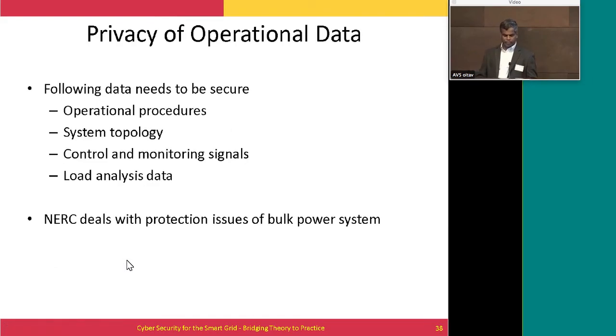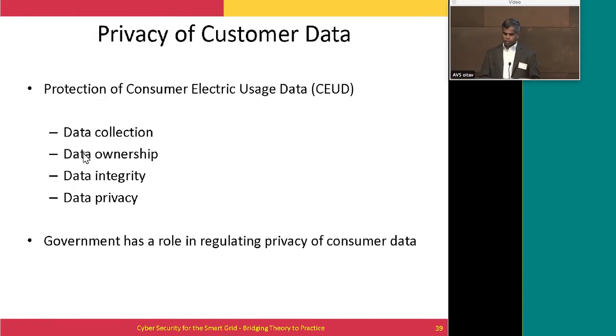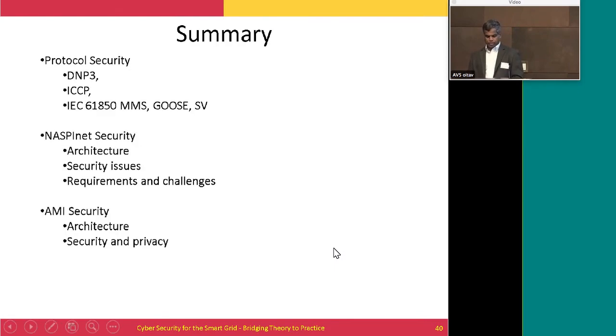So there are some privacy policies in place. We are not going into detail with respect to operational details about the grid operation, what the topology is, what the various measurements and signals are, which deal mostly with the bulk power system. A lot of those things fall into NERC-CIP compliance. When it comes to consumer electricity usage data, data collection, ownership, integrity, privacy, all of it comes into the picture. There are some privacy laws, cyber privacy laws, that are applicable. The government has a role in regulating privacy of consumer data. So that is kind of the test bed.